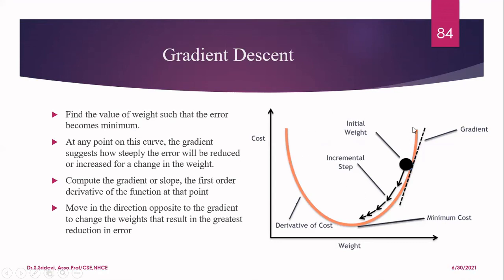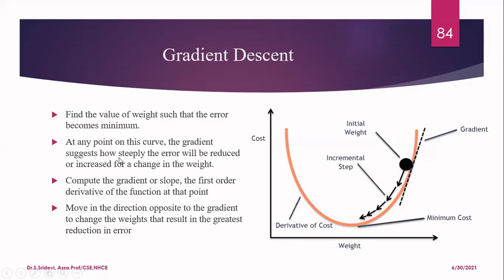If you consider this particular curve, at any point on the curve, the gradient will tell you how steeply the error will be reduced or increased for a change in the weight. What is the meaning of this statement? This is my initial weight. What I will be doing is incrementing the weight by a small value. So I am doing an incremental step only. By a small value, I am going to increment the weight or otherwise decrement the weight. When I change the weight by a small value, there will be a change in the cost function also. That I am going to compute.